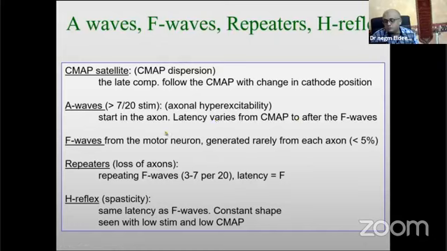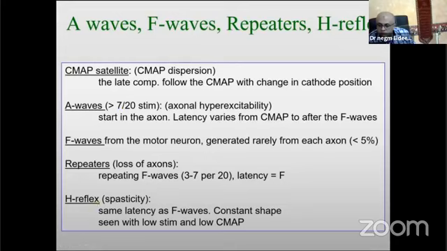F waves come from the motor neuron. For each neuron, they do not occur so often, probably less than 5% as we have measured. Repeaters, that are repeater F waves, so they come from the motor neuron and they come 2 or 3 up to 7 times per 20 stimuli. The latency is naturally the same. A waves come more than 7 times per 20, usually up to 100%.